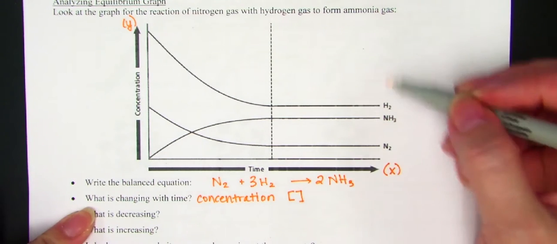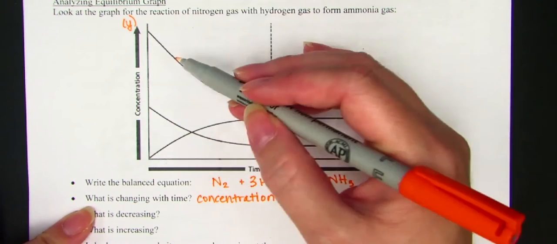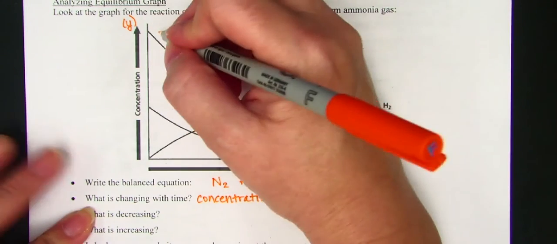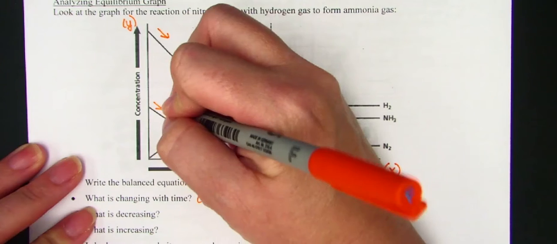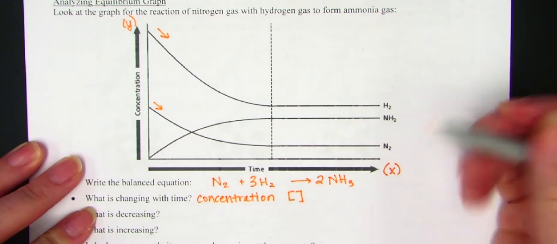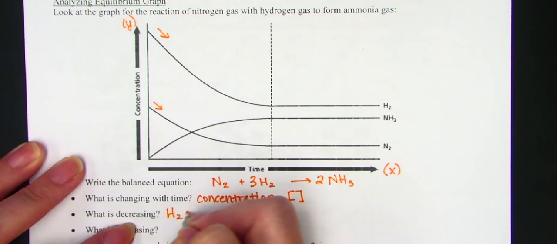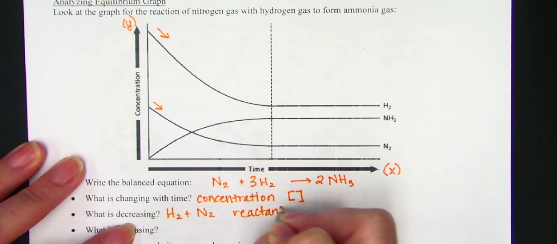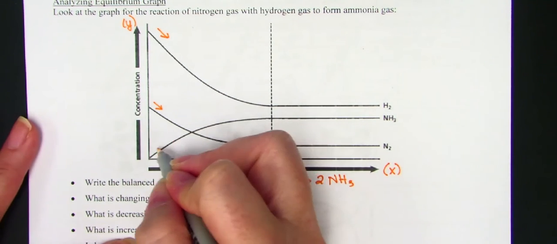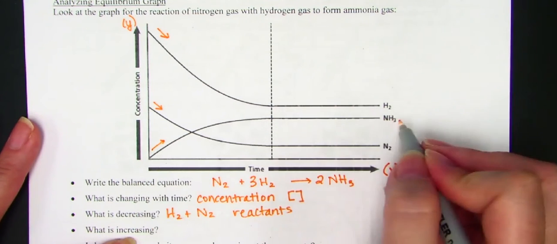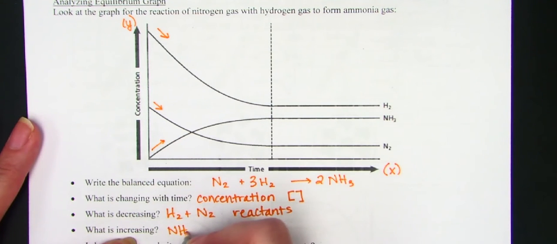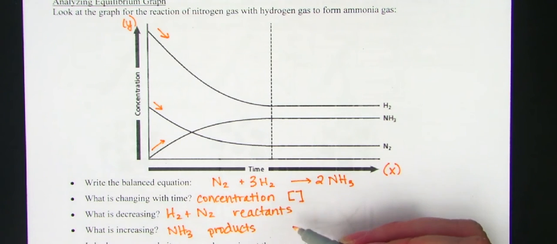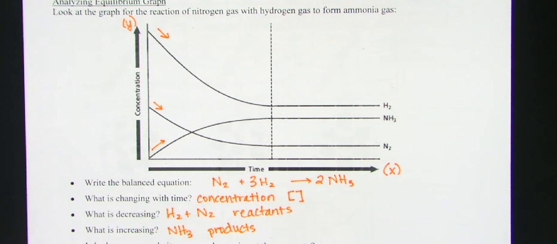Okay, so over time, what is decreasing? So if we look at our lines, we have 3 lines on here, and there are 2 that are decreasing or going down. And those 2 things are hydrogen and nitrogen. So hydrogen and nitrogen, or our reactants, are decreasing. What's increasing? Well, the only thing going up is the ammonia. So as this reaction progresses, my reactants decrease as my products increase.